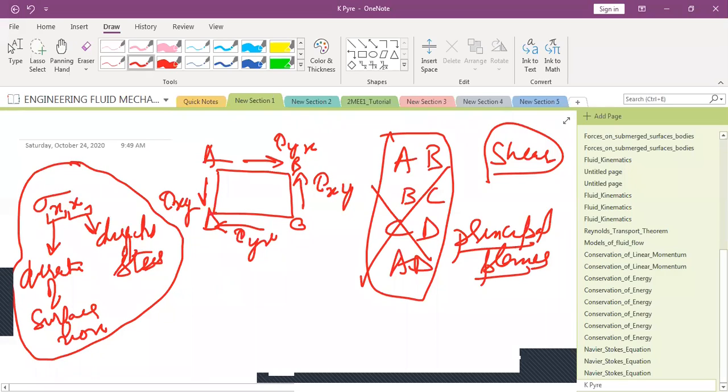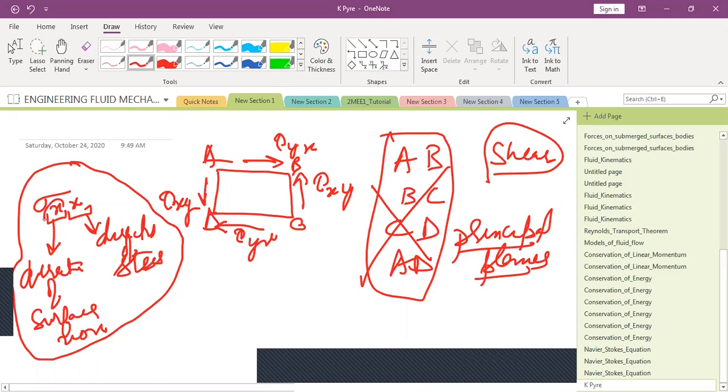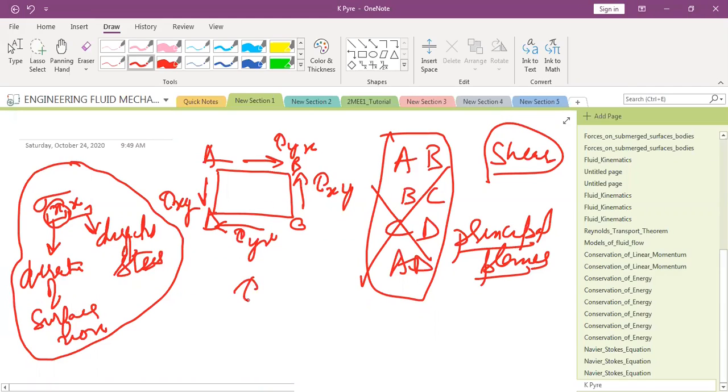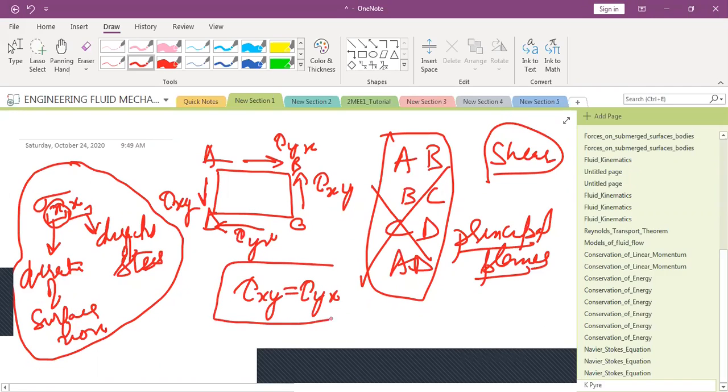Both conventions are correct, but the most popular convention is this one only, that is, the first subscript represents the direction of the surface normal and the second represents the direction of the stress itself. Because you will study in your later lectures that this is also true.